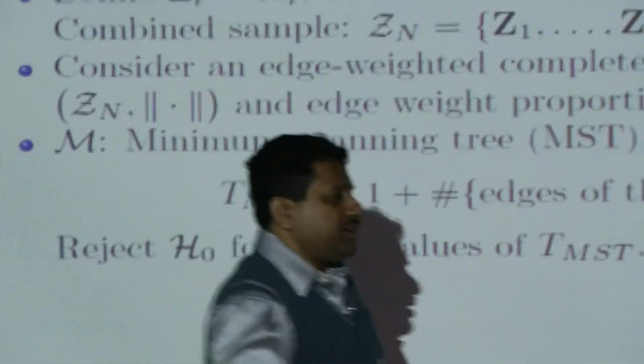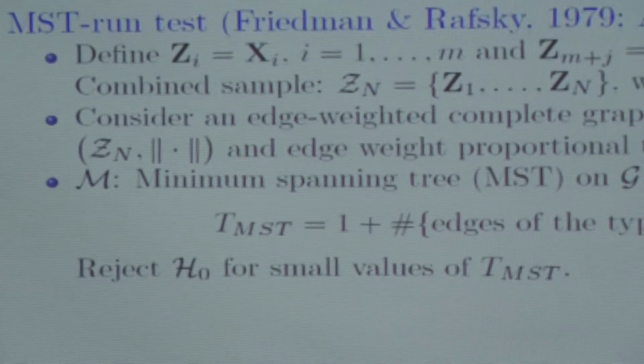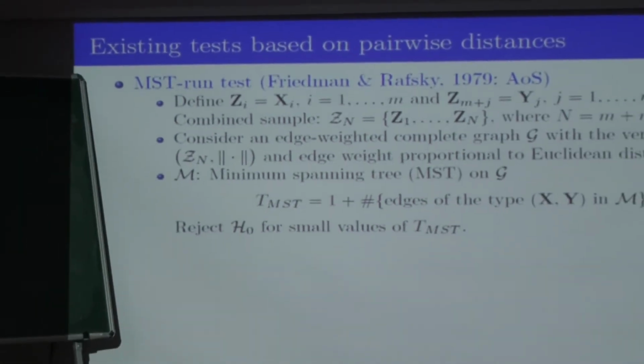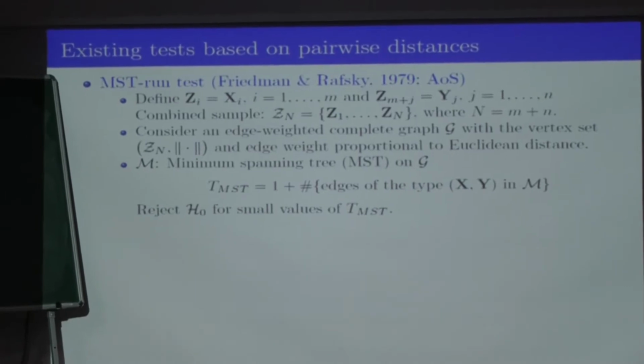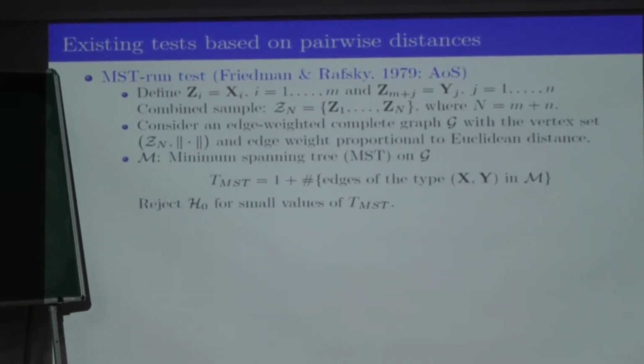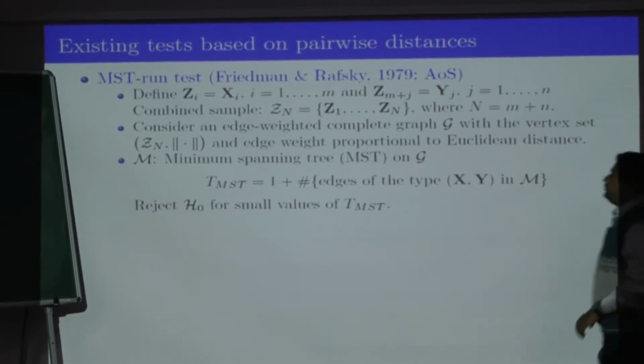What about higher dimension? How can I define a multivariate run test for a higher dimensional problem? One major difficulty is that in the multivariate case we do not have any natural ordering. So the simple straightforward extension of the run test is not possible. So Friedman came up with a nice idea. What was his idea?